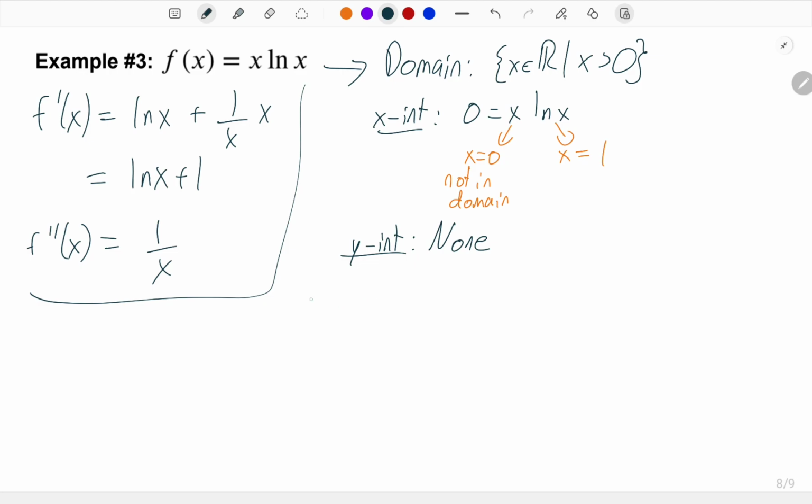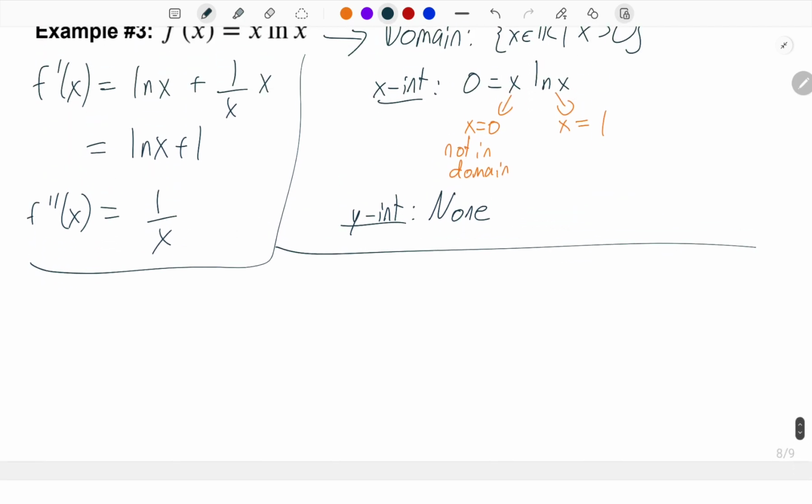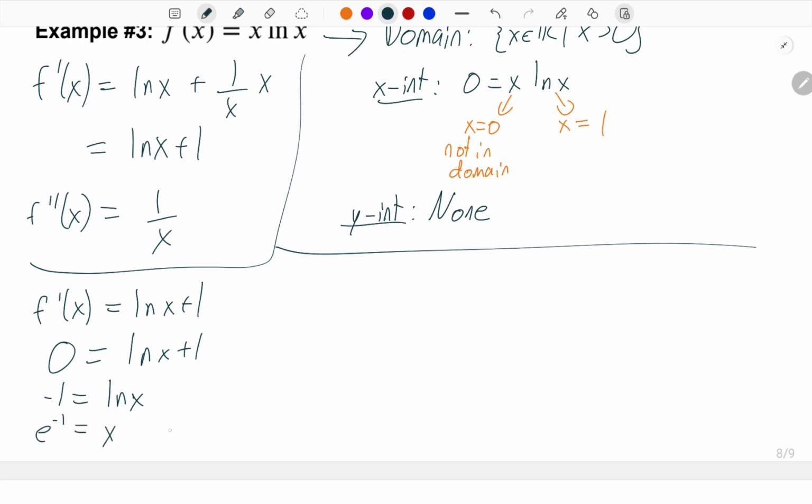All right, let's further analyze the first derivative. So the first derivative was ln of x plus 1. So let's just check when is that equal to 0. So rearranging that, -1 is equal to ln of x. Or converting that, e to the -1 is equal to x, or x is equal to 1 over e. All right. So it's also not undefined for any point that's outside our domain. So let's do a number line with that. So 1 over e is about like 0.3. So I'm just going to test 0.1.